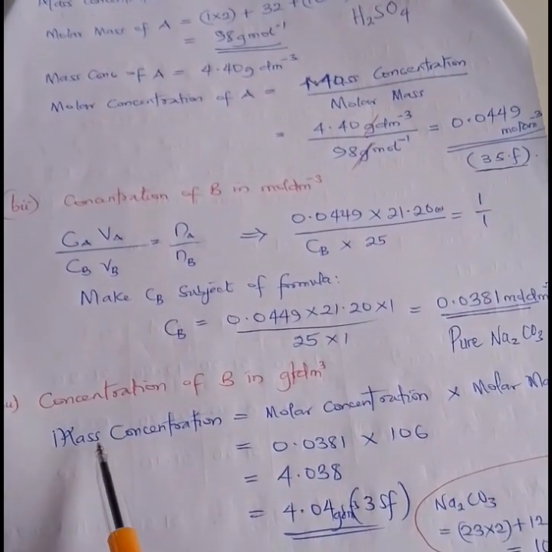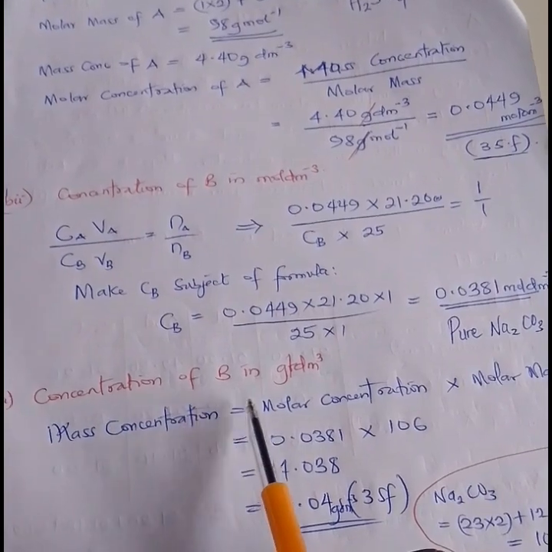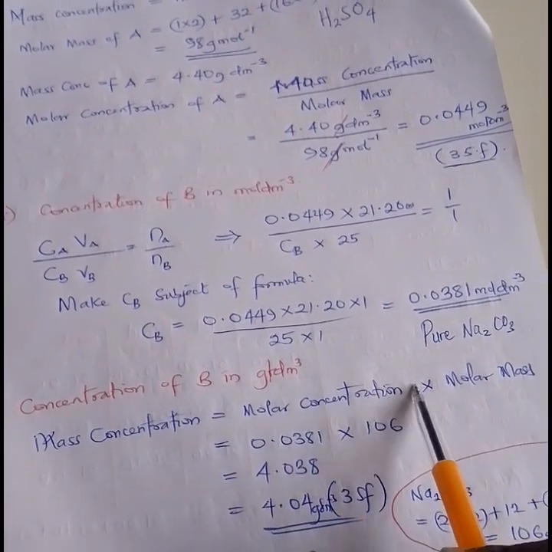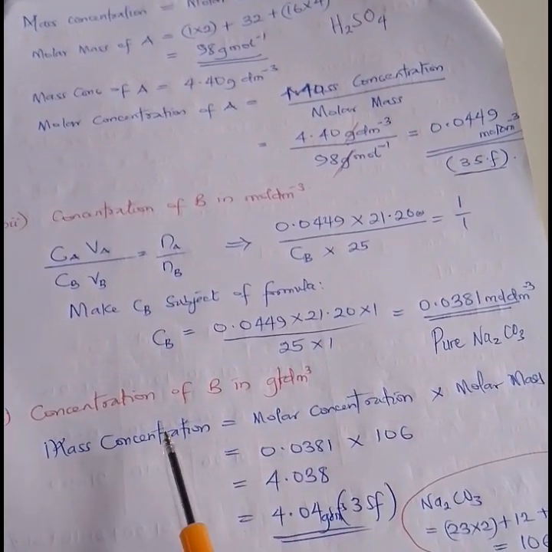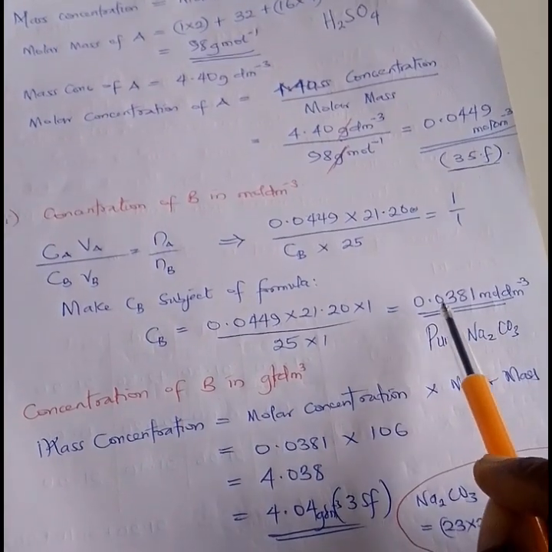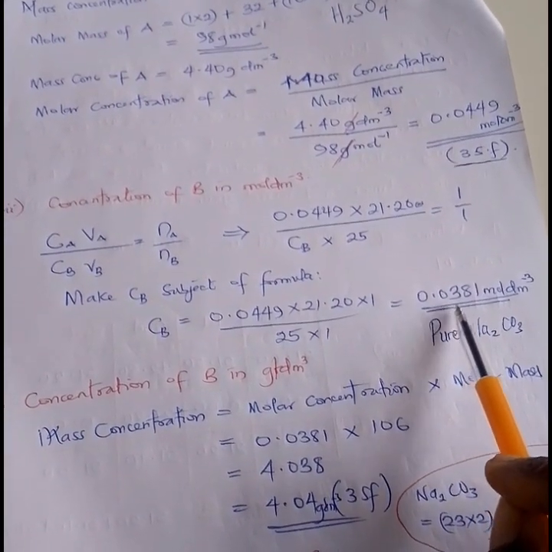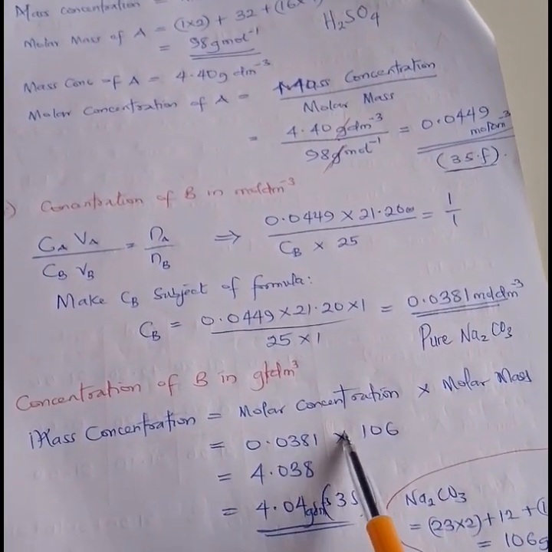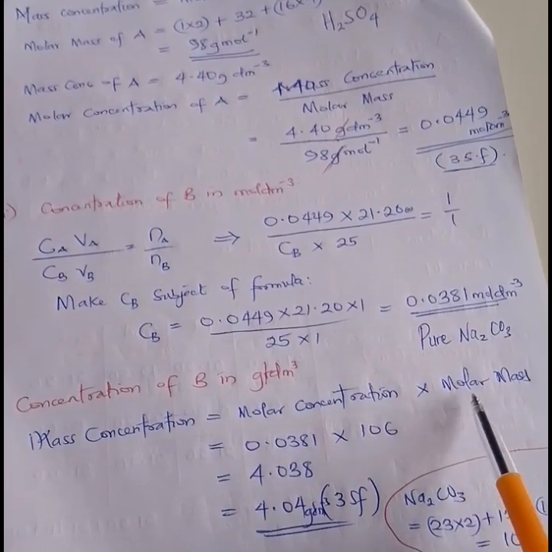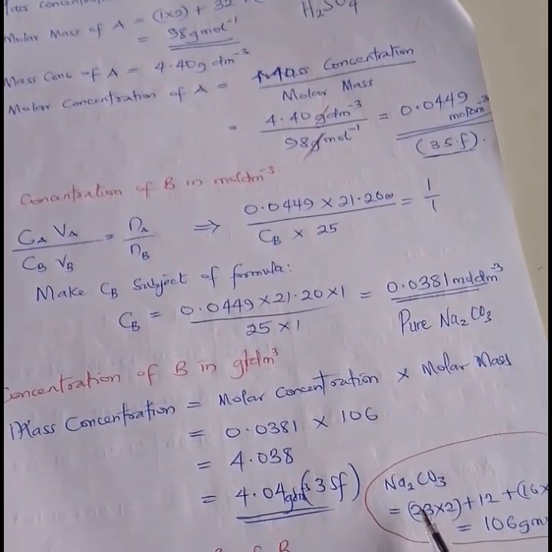So we go by that formula again. Mass concentration is equal to molar concentration times molar mass. Now our molar concentration is this, that's the pure sodium trioxocarbonate, times 106. 106 is the molar mass of sodium trioxocarbonate. Look at it here.